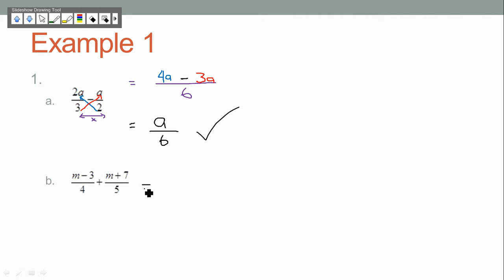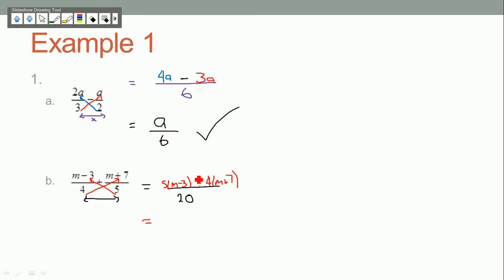First step, multiply our denominators together. So 4 times 5 gives us a denominator of 20. Alright, now jumping across, multiplying our bottom right by the top left, we get 5 bracket m minus 3, and then the next one is going to be 4 times m plus 7.